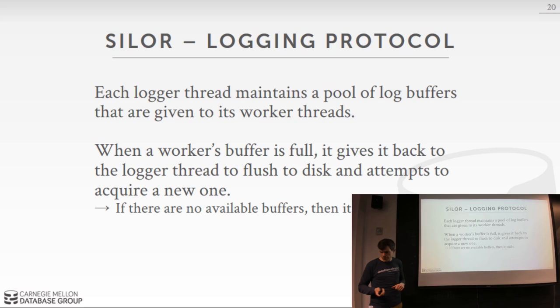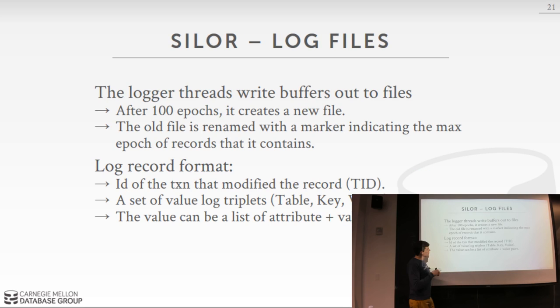All right, so what's going to happen is that out on disk, as the logger thread writes out these files, after 100 epochs, because they're using the same epoch mechanism that we talked about when we discussed the OCC implementation, they're going to stop writing to the same log file at that device and then start a new one. The reason they do this is that it makes it easier to manage the log files if they're broken up into smaller chunks rather than just having one giant log file.